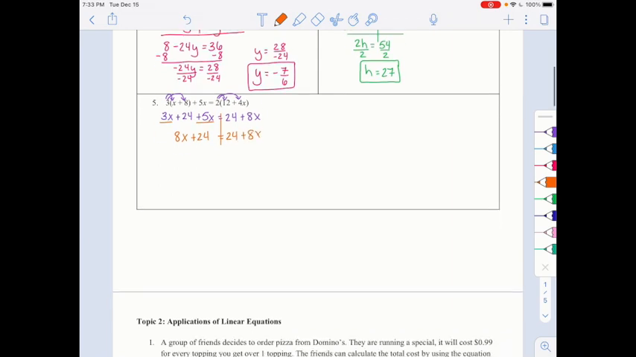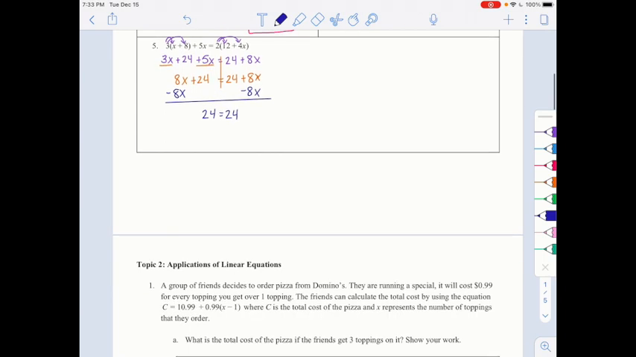You might be able to recognize the answer at this point. If you can't, that's okay. I'm then going to subtract 8x from each side, leaving me with 24 equals 24. Whenever I have the same thing on both sides of my equal sign, that tells me that I have infinite solutions. X can be absolutely anything, and these two sides will always, always, always be equal.